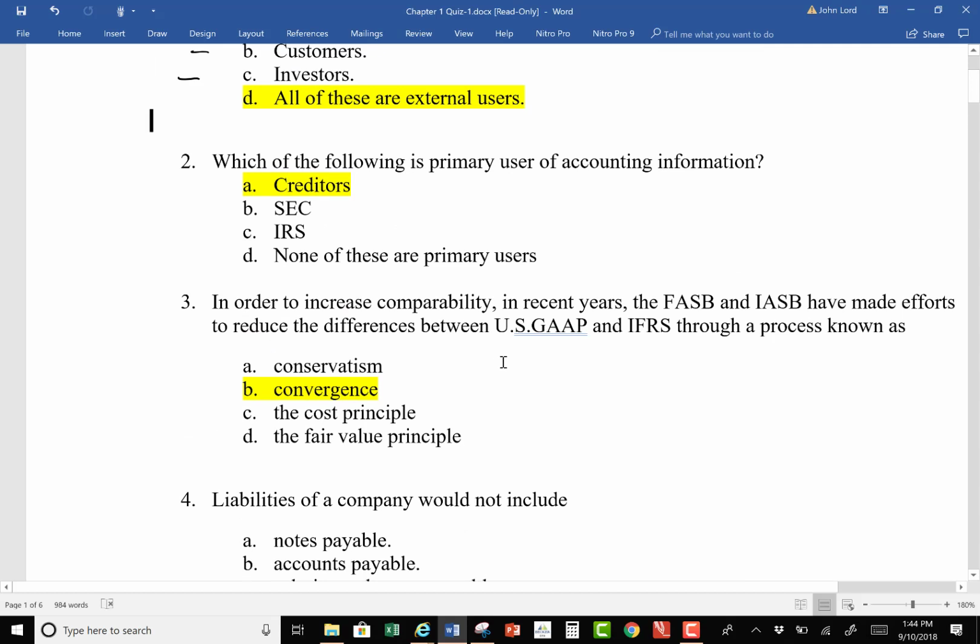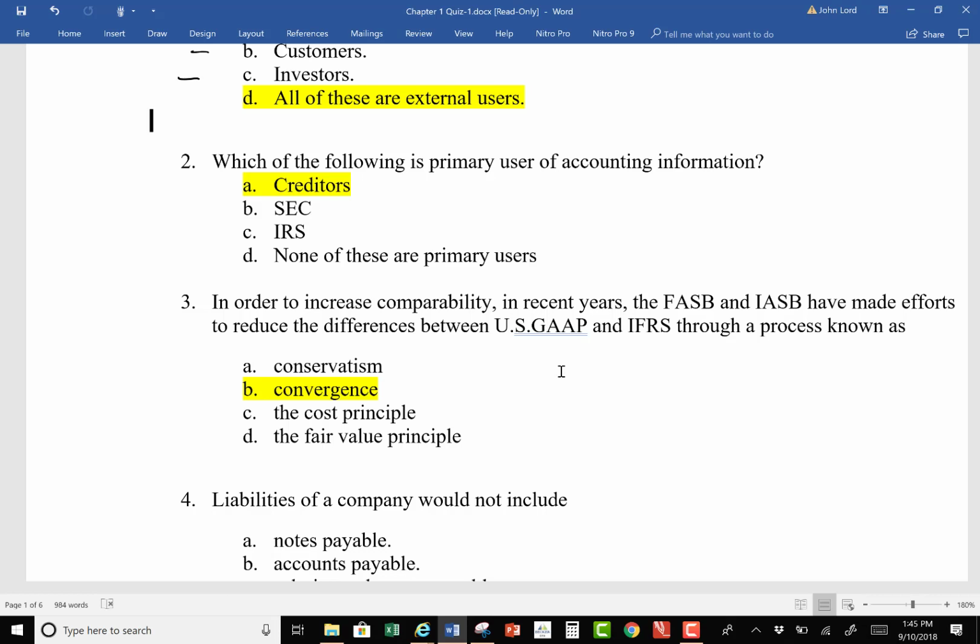Number 3, in order to increase comparability in recent years, FASB and IASB have made efforts to reduce the difference between U.S. GAAP and IFRS through a process known as convergence. Okay, so what's going on? At one time, 2005, 2006, that time frame, everybody was saying it's not a question of if, but when the U.S. will go over to the IFRS standards.